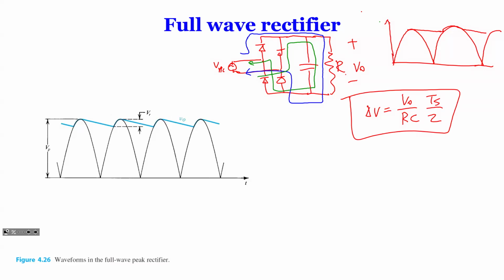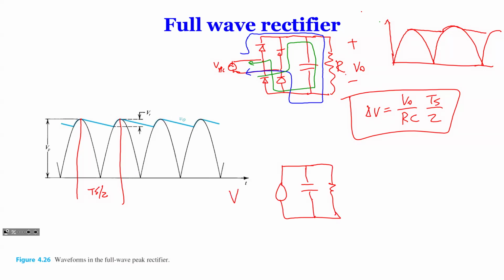Now we have full wave rectifier. The previous was half wave rectifier. So you can do the calculation on the circuit over here. Basically, from here to here is TS over 2, right? So basically, you have an equivalent circuit like this. And this is Vs minus 1.4 volt. And this C, this R.